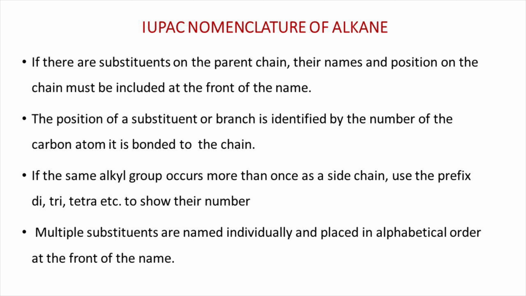If the same alkyl group occurs more than once as a side chain, use the prefix di, tri, tetra, etc. to show their number. Multiple substituents are named individually and placed in alphabetical order at the front of the name. That is, the alkanes are named as substituents prefix plus ane. Now we can explain using several examples.